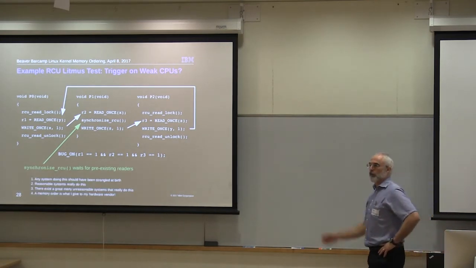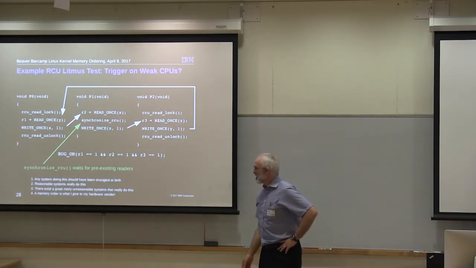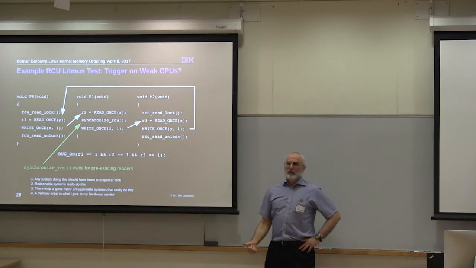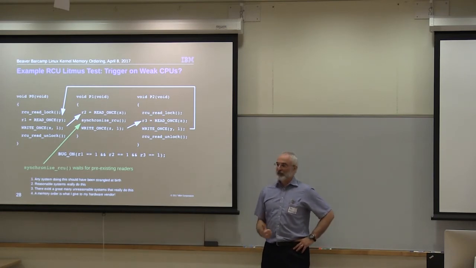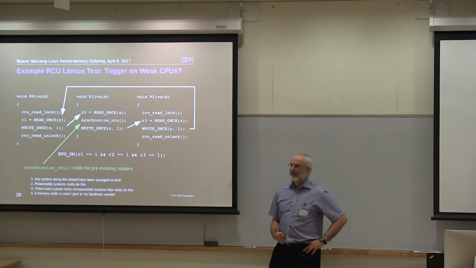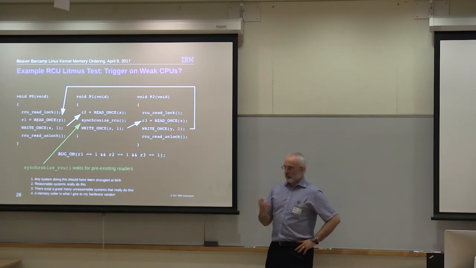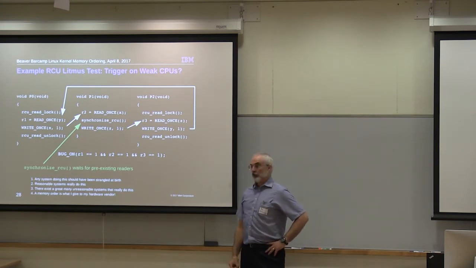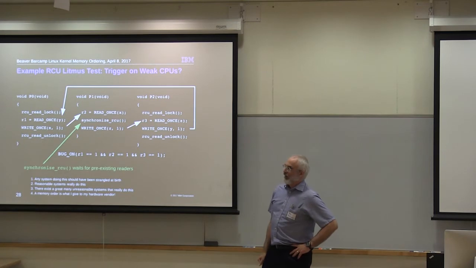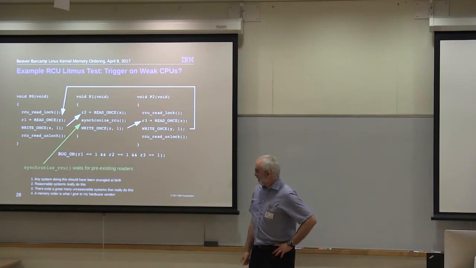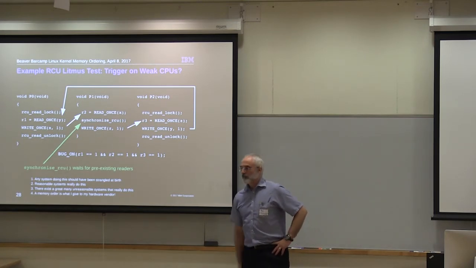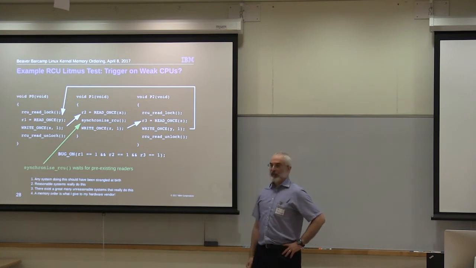So let's do a poll. We've got four options. Option one, any system doing this should have been strangled at birth. I'll go through the options, then we can vote. Option two, reasonable systems really do this. Option three, there exists a great many unreasonable systems that really do this. And option four, a memory order is what I give to my hardware vendor.